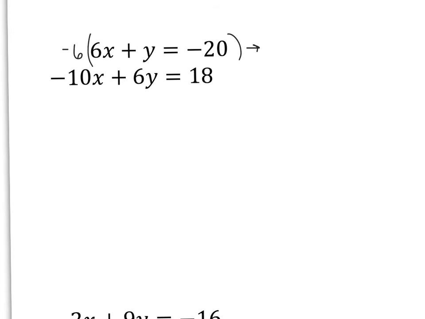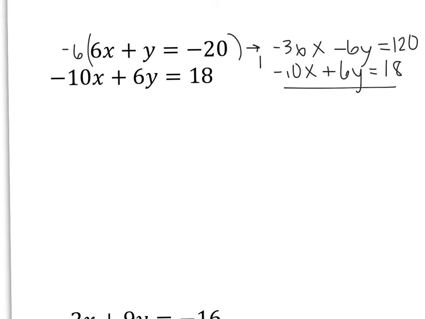So what that turns into is -36x minus 6y equals, and then -20 times -6 is 120. And then my -10x plus 6y equals 18 doesn't change. We'll go ahead and add these two equations. So -36 plus -10 is -46. -6y plus 6y cancels out, and 120 plus 18 is 138.